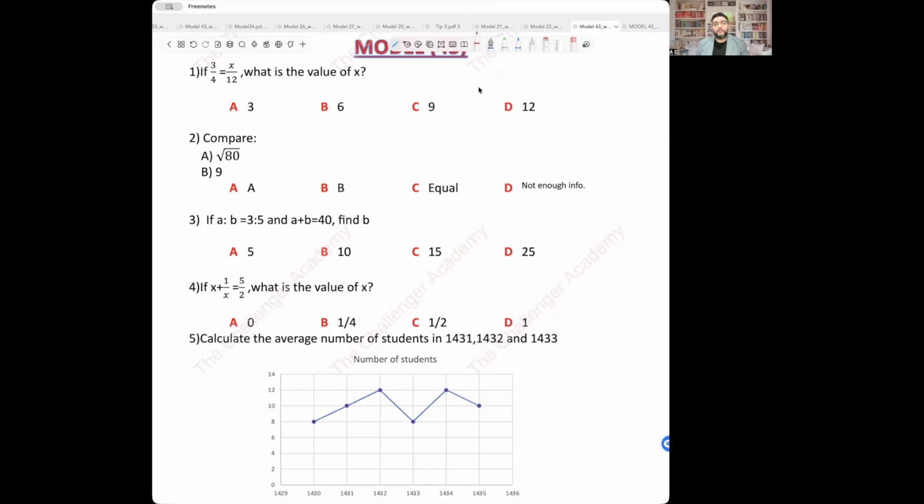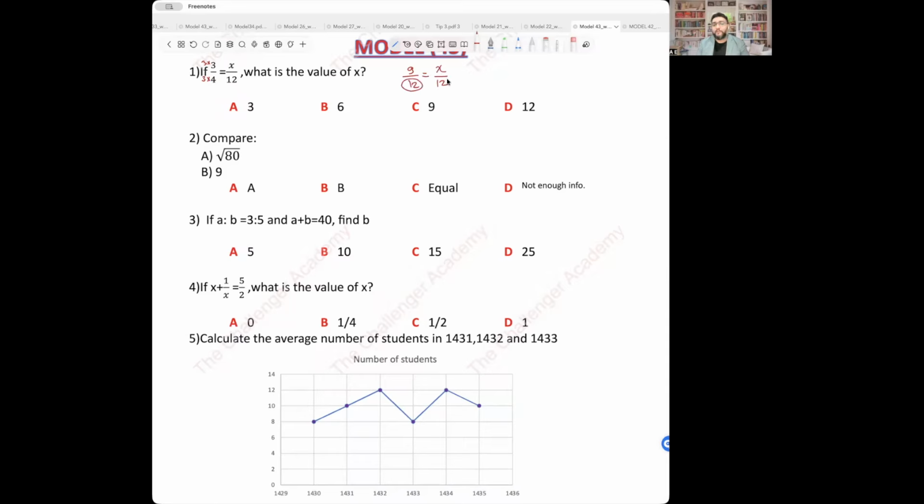In this question, 3 over 4 equals x over 12. What is the value of x? How can we answer a question like this? This is 12 and this is 4. You can multiply the numerator and the denominator by 3. So 3 times 3 will be 9, and 3 times 4 is 12. This is equal to the right-hand side, which is x over 12.